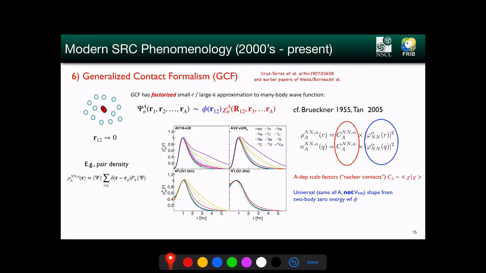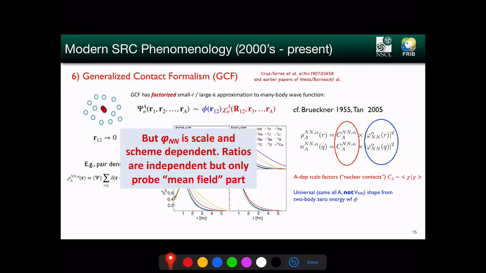But of course, they're not the same for different NN potential models, as you can see from these 4 panels here. And that's just reflecting the fact that these functions here, even though they're universal, the same for all nuclei, they'll be different if you use a different force model.